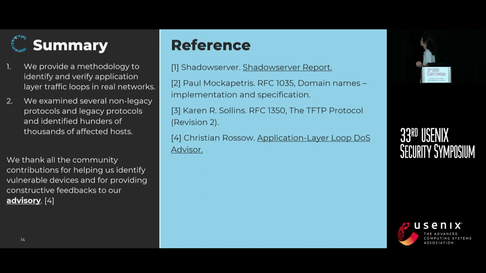To summarize, in this work, we have provided a methodology to identify and verify application layer traffic loops in the raw network, and we examined several protocols and identified hundreds of thousands of affected hosts. In parallel to our work, we have also contacted the affected vendors and vulnerable devices and got some feedback. Based on this, we built out an adversary, and you could find it in the link above. We would like to thank all the community contributions for helping us identify these vulnerabilities and providing constructive feedback.